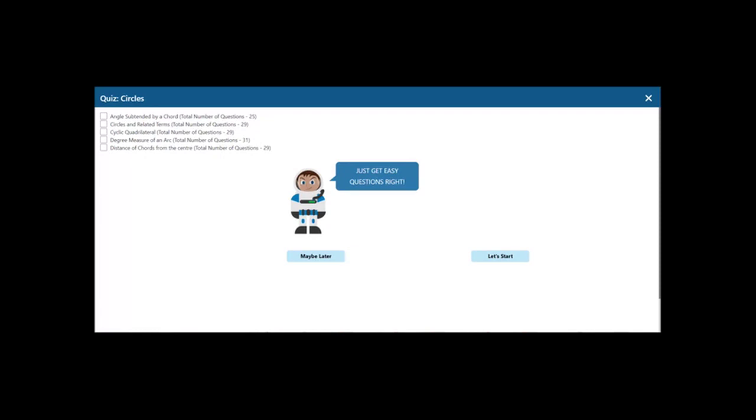We have angles subtended by a chord, circles and related terms, cyclic quadrilateral, degree measure of an arc, distance of chords from the center. So which one shall I take? First one, ma'am. Second one, ma'am. Third, cyclic quadrilateral. We did cyclic yesterday. You like cyclic quadrilateral? Yes, ma'am. Okay.